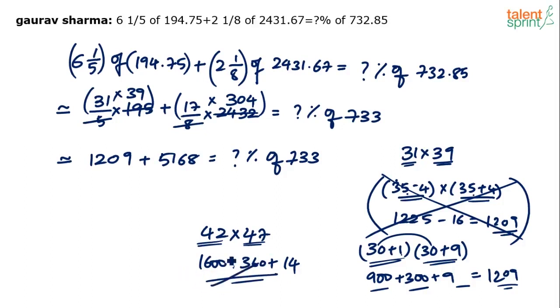You're getting it? Anyway, that's how we have arrived at 1209. And the other one was simple: 17 into 304.